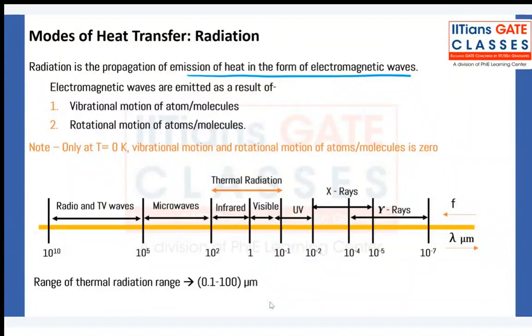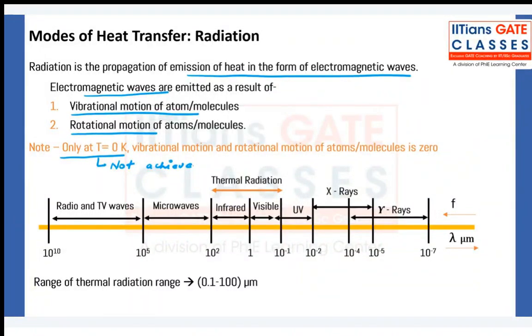Electromagnetic waves are emitted as a result of vibrational and rotational motion of the atoms. We all know that any body that has atoms and molecules has them continuously vibrating, rotating about each other, and having translational motion. However insignificant that motion is, they are moving, right? And this vibrational and rotational motion stops only at 0 Kelvin, which is not achievable. You cannot achieve 0 Kelvin. That is the third law of thermodynamics.